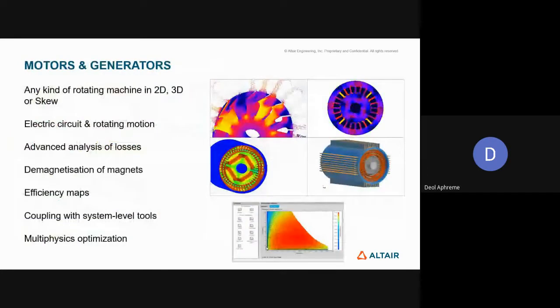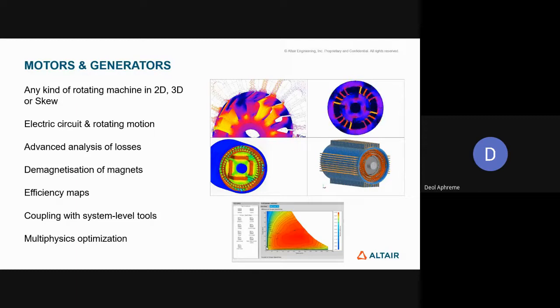So, like I said before, motors and generators, we have multiple dimensions to simulate motors and generators. You can either simulate it in 2D, 3D, or skew, and I will get into what is skew in the coming slides. You can couple it with an electric circuit or rotating motion. So flux allows you to couple your motor to an electric circuit, so you can pump current or you can pump voltage, and you can see the reaction of your motor, and you can even apply a rotating motion.